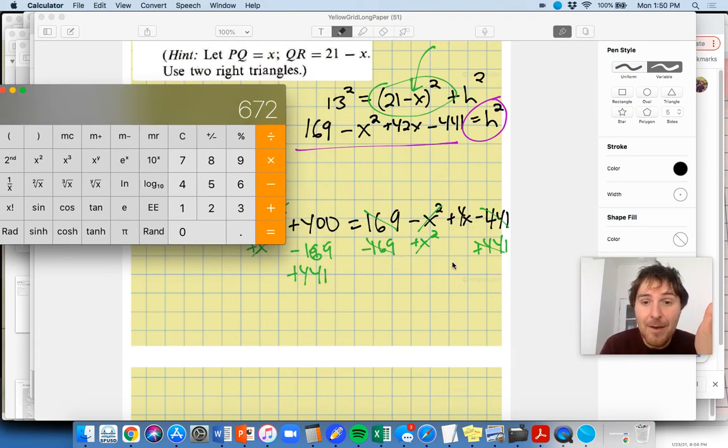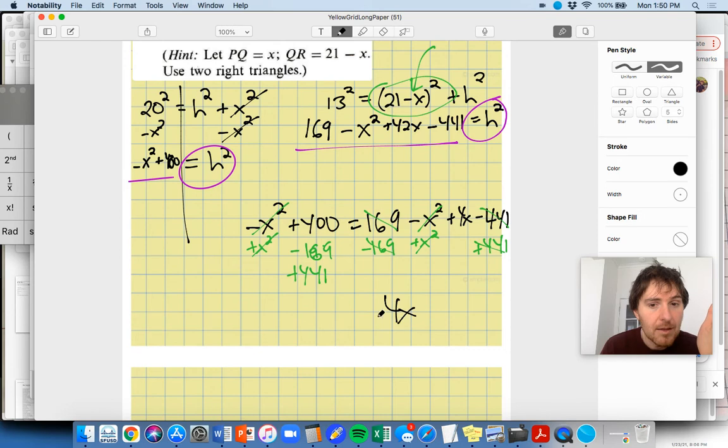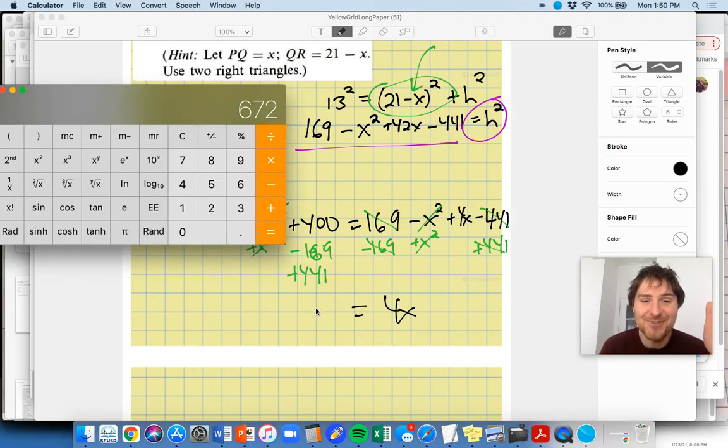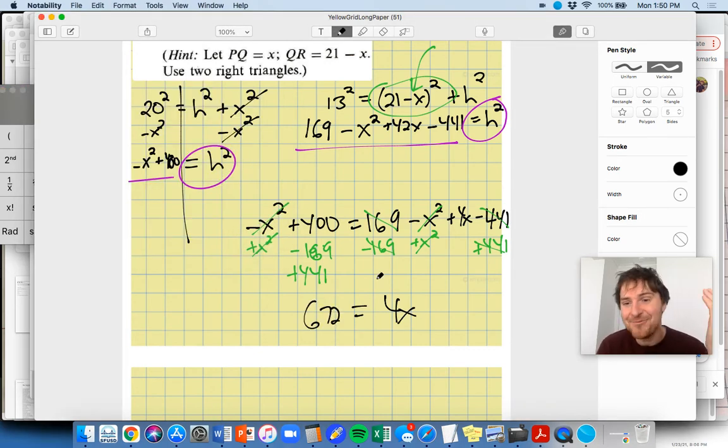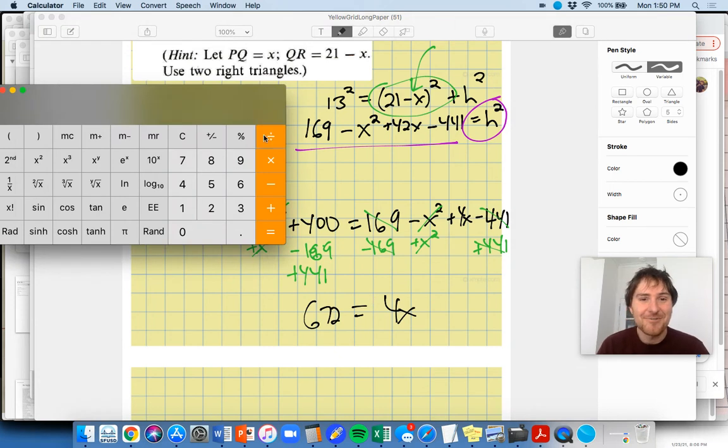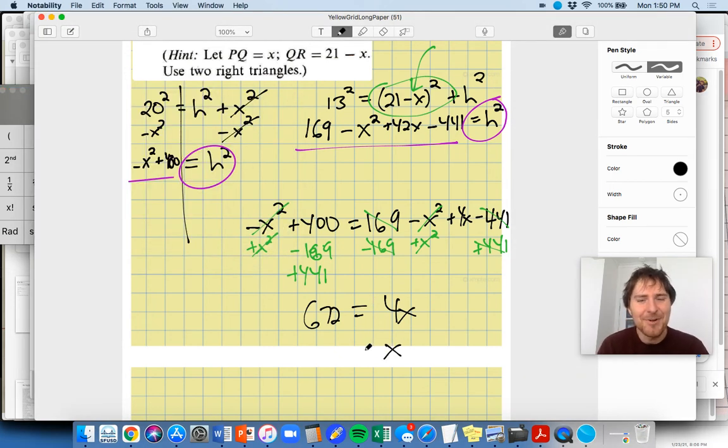So here, I got to bring down my 4x. Okay, and that's equal to 672. And exactly, 4 goes into 672. So we can just divide this by 4, and we get 168. Okay, so I got 168 for x.